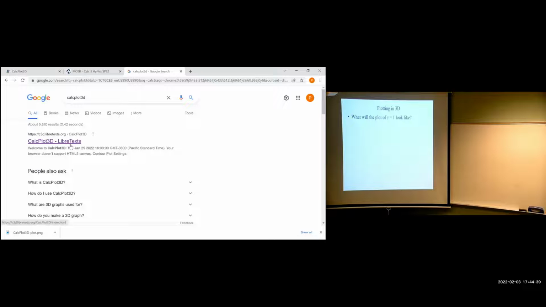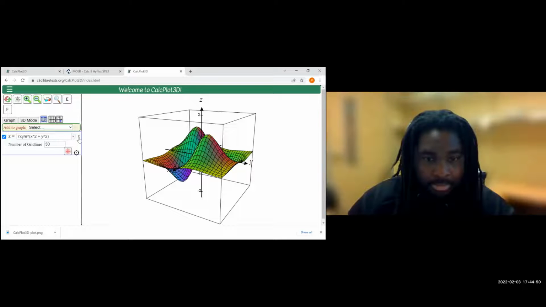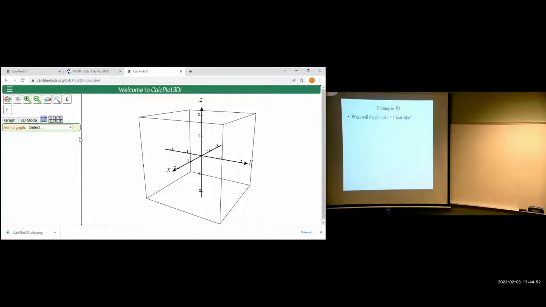So if you search CalcPlot 3D, it's the one on LibreText. And this is always the standard graph that comes up, okay? And the equation for it, you can see over here on the left-hand side. Let's get rid of that. All right, first up, when we're talking in 3D, now when we're in 2D, a lot of times we say a function is y equals, like y equals x squared, something like that. So in 3D, the equivalent of that is z equals.